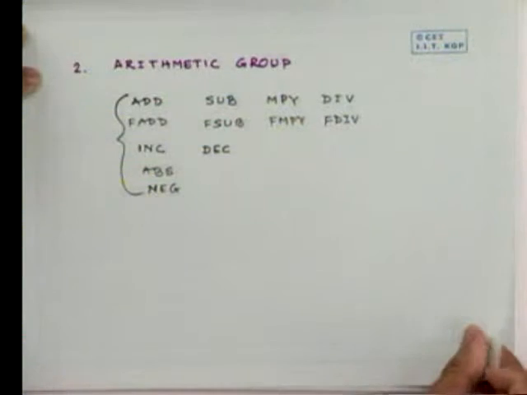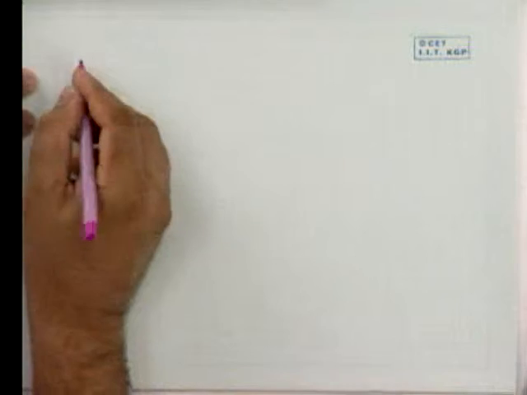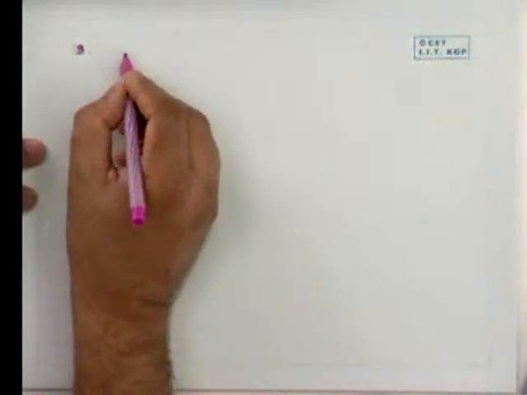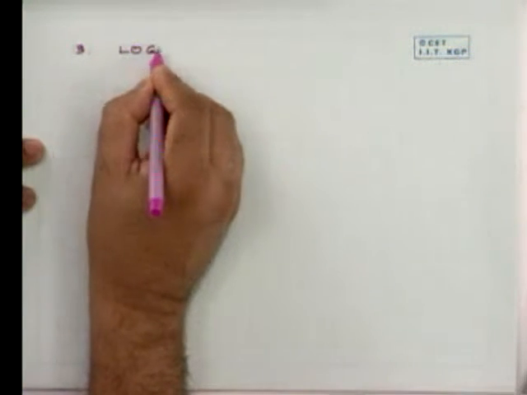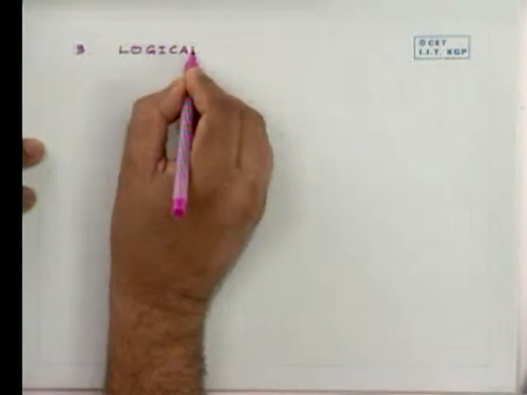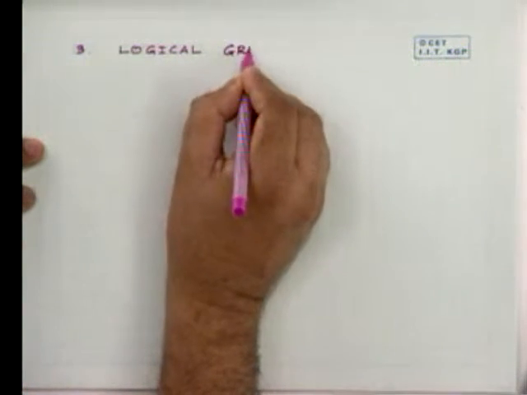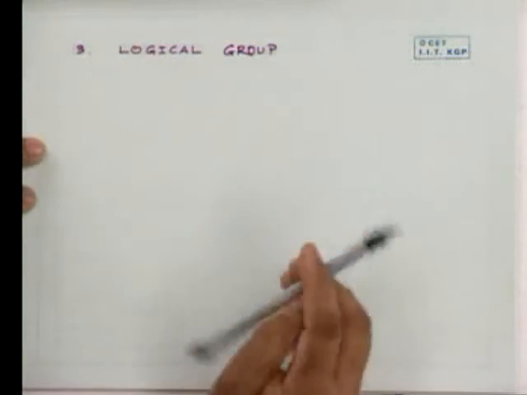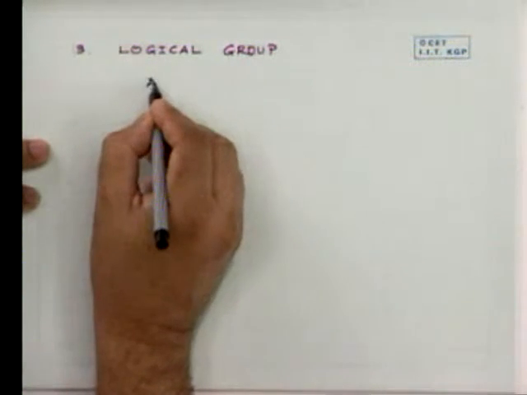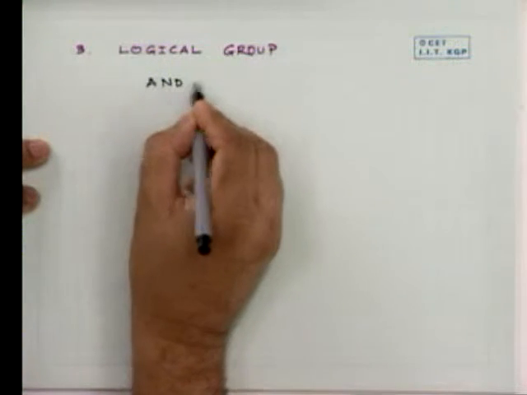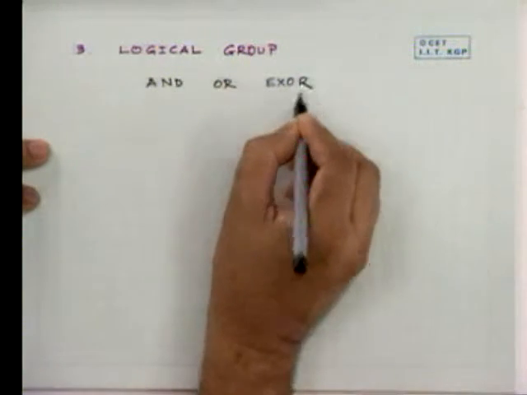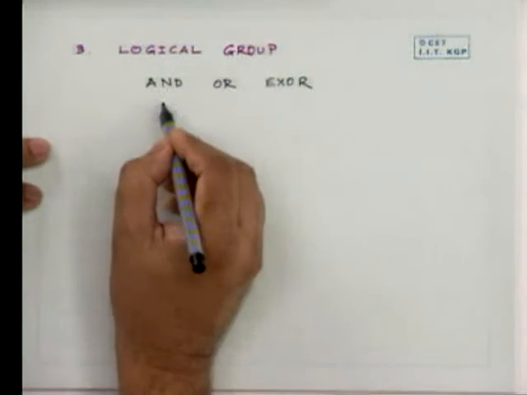Now let us come to the third group. We call it the logical group. Under this we have instructions generally like AND, OR, exclusive OR, and these are on bits.